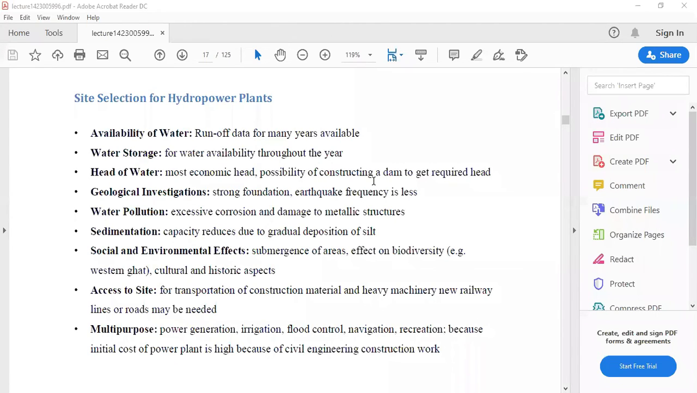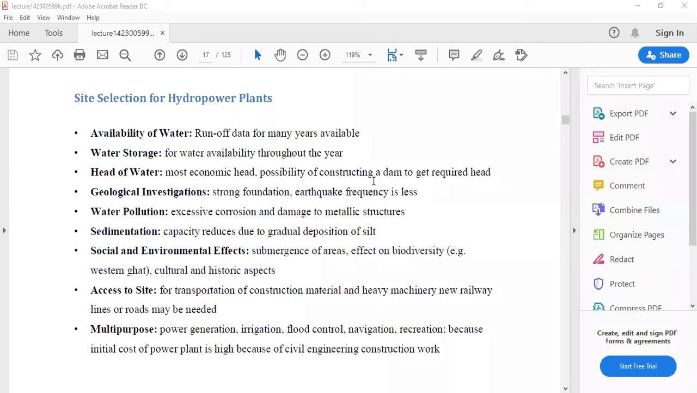As water is stored throughout the year, we require a strong foundation to construct a dam to store the water in the case of a hydroelectric power plant. Therefore, a strong foundation is required. Most hydroelectric power plants require a rocky area, where it is very easy to rely on whatever natural resources we have at that particular site. So this is the prime concern.